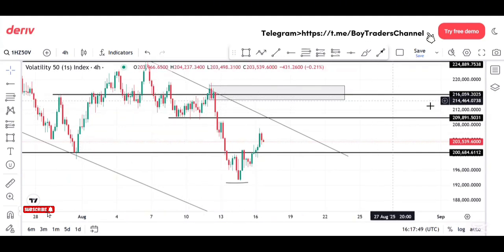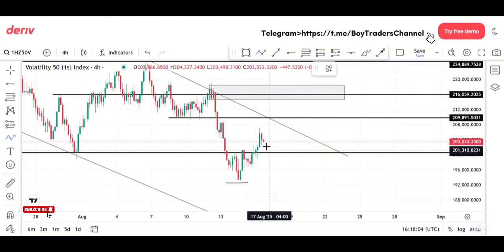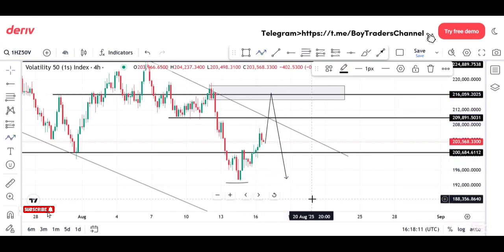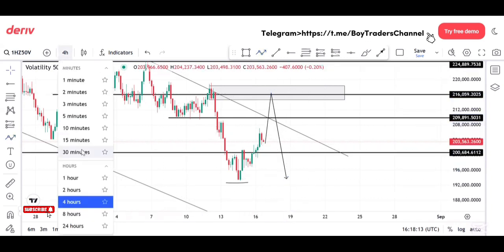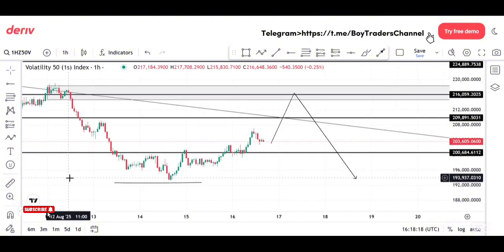We can see the level of 216,059, because it could be a potential entry point for the sells. We could see price push up to this point to test the zone, then we get the sells follow up. So let's proceed to the 1-hour time frame, because there's no confirmation for an entry point at the moment.